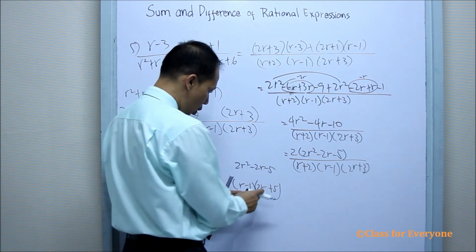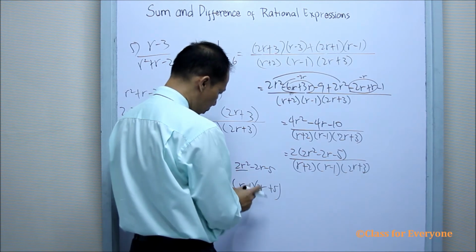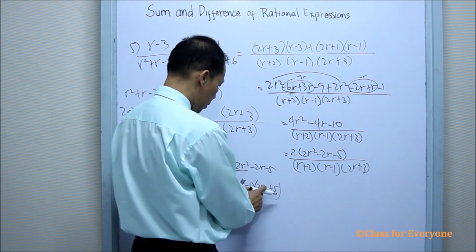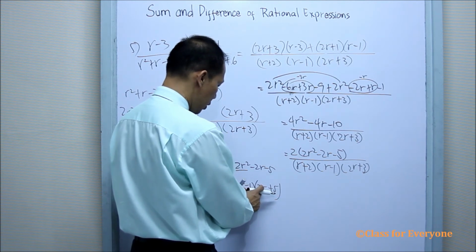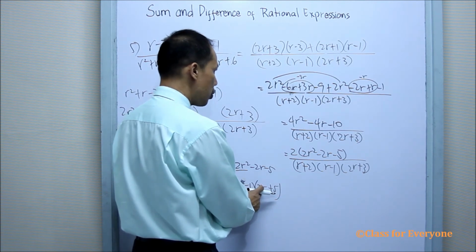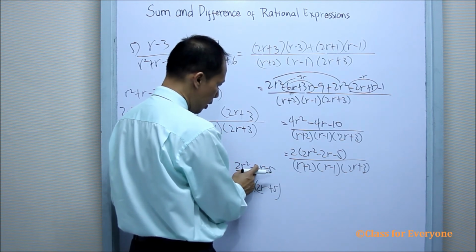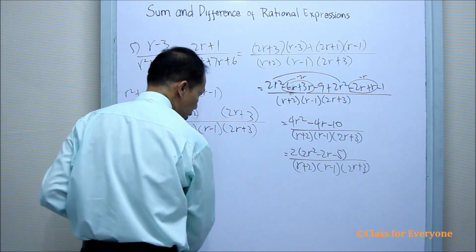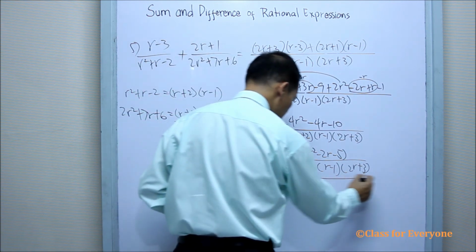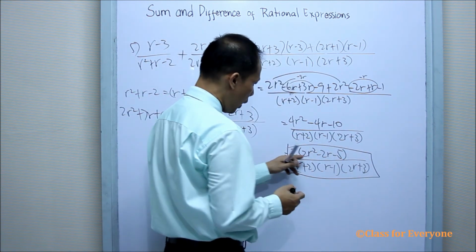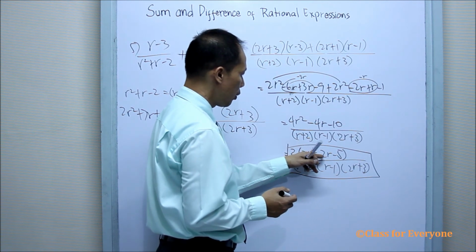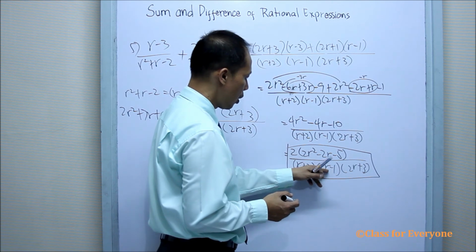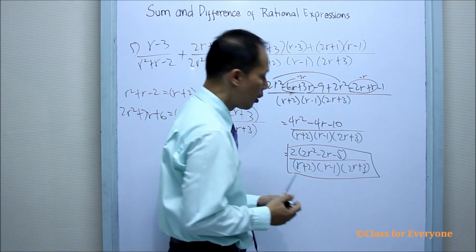Check. 2r times 2r is 2r squared. r times 5 is 5r. Minus 2r, that will be positive 3r, which is not the middle term. Therefore, we cannot factor this. So our final answer will be 2 times the quantity (2r² − 2r − 5) all over (r + 2)(r − 1)(2r + 3).